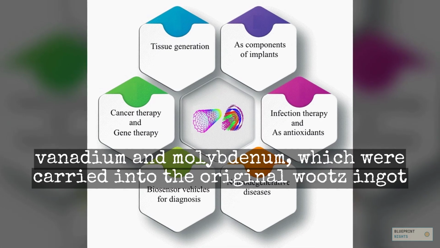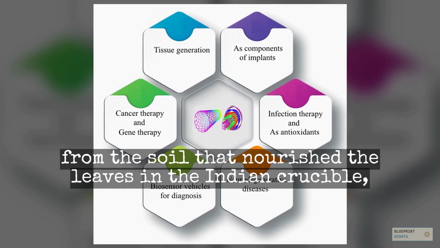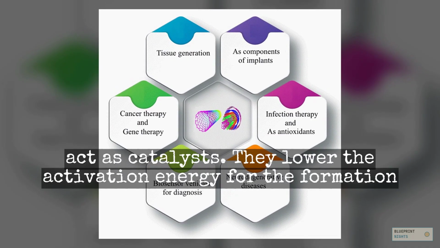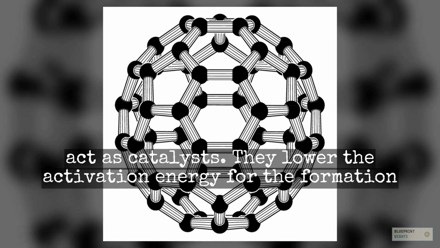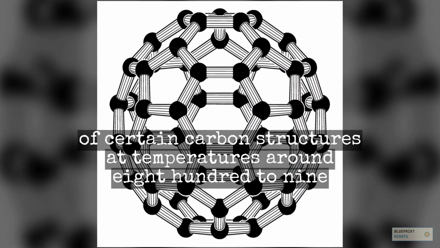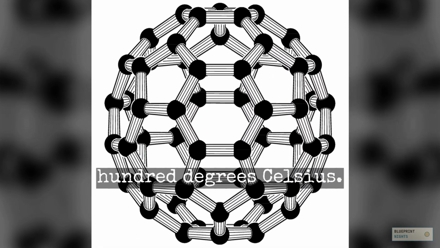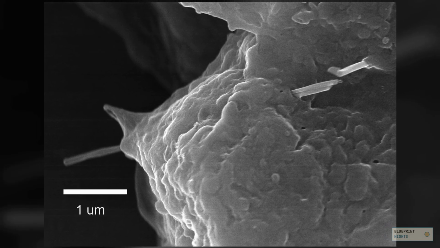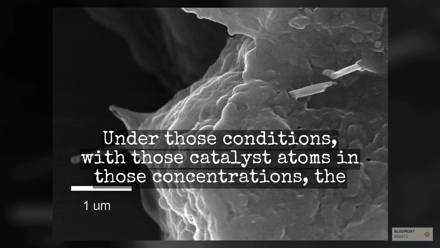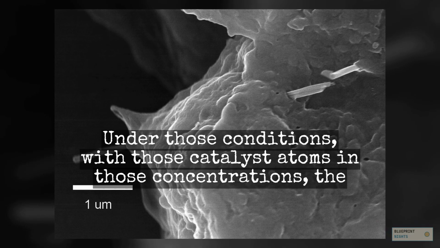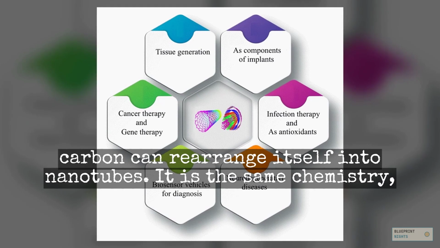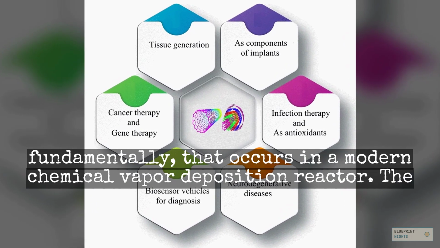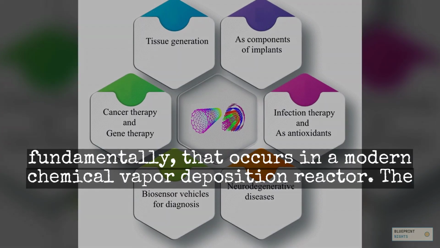The trace amounts of vanadium and molybdenum, which were carried into the original wootz ingot from the soil that nourished the leaves in the Indian crucible, act as catalysts. They lower the activation energy for the formation of certain carbon structures at temperatures around 800 to 900 degrees Celsius. Under those conditions, with those catalyst atoms in those concentrations, the carbon can rearrange itself into nanotubes. It is the same chemistry, fundamentally, that occurs in a modern chemical vapor deposition reactor.